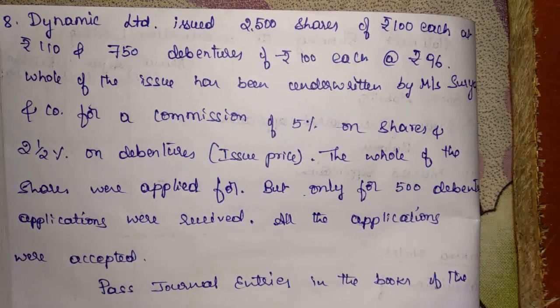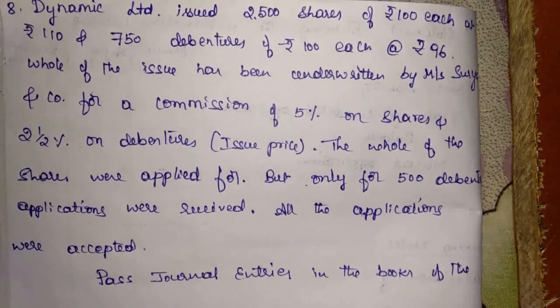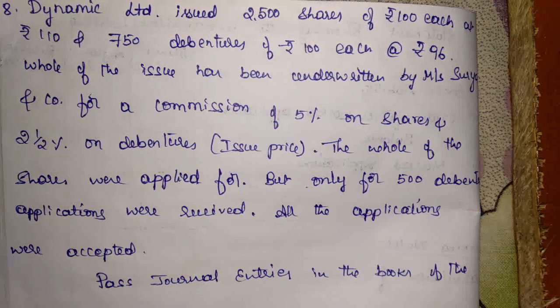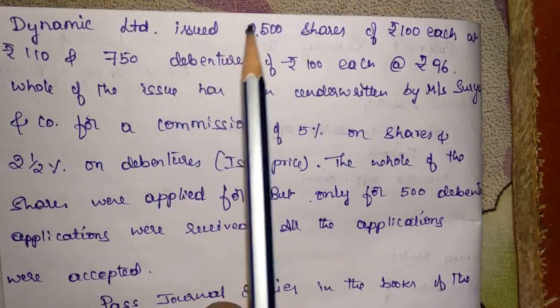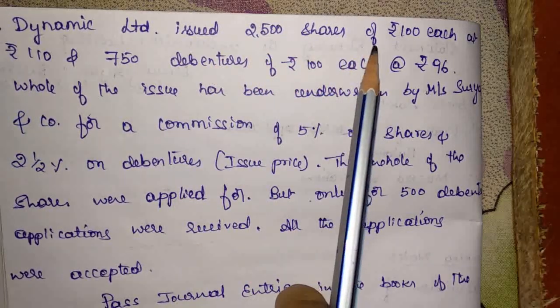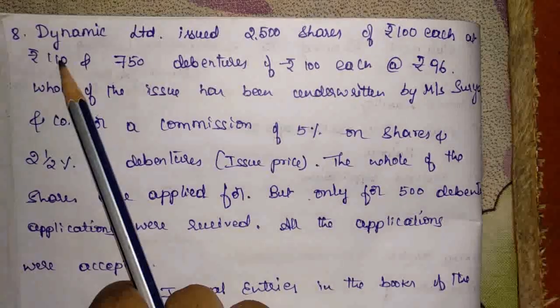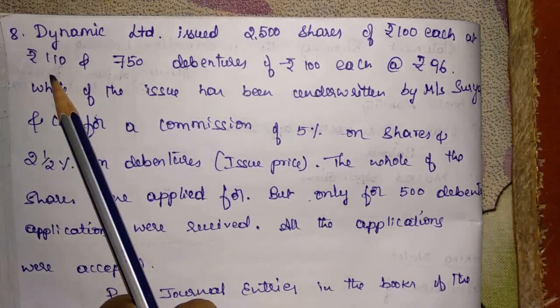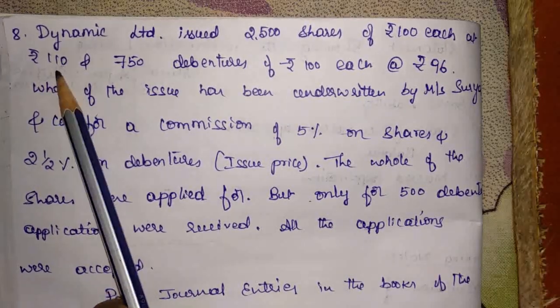Now we'll see problem number 8 from the question bank. Dynamic Limited issued 2,500 shares of 100 each at 110. That means it is issued at a premium of rupees 10. So the issue price is 110.